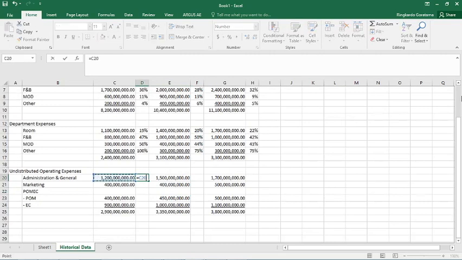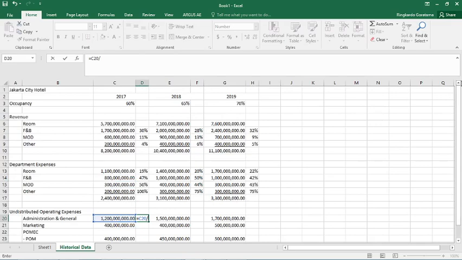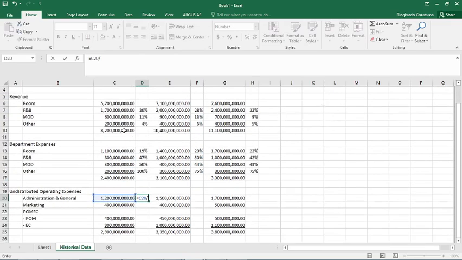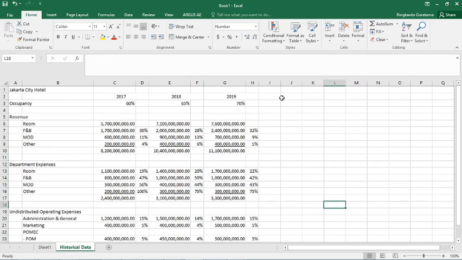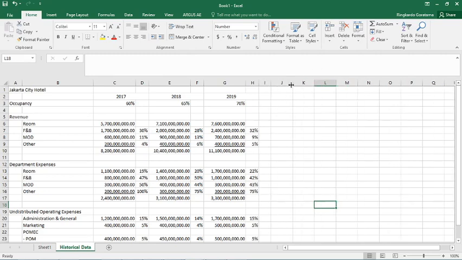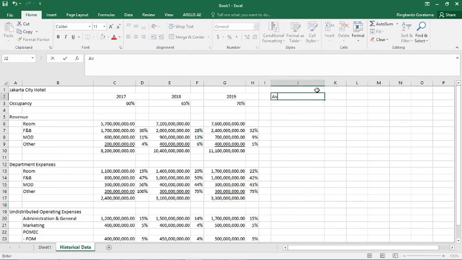So the administration in general, we calculate the percentage by the total revenue. So I'll just lock the cell in here. So we got the percentage and also the same with the rest. Okay, we just copy it. Okay. So based on our analysis, we can calculate the average.